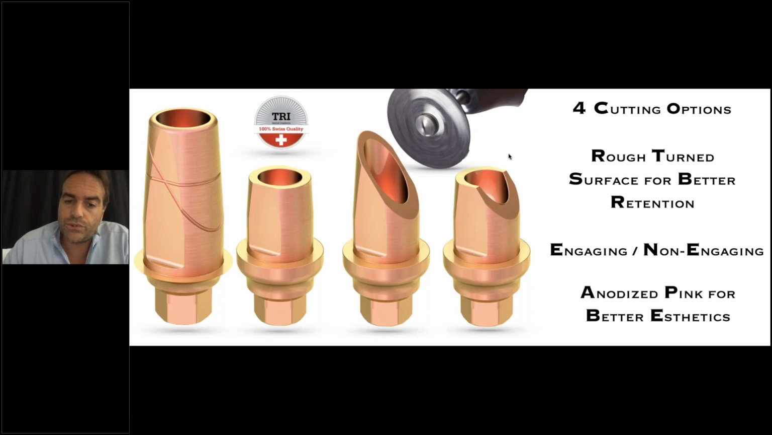Then you have the opportunity, since this cementation should sometimes be done without the model, the lab technician should have a point of reference in order to properly cement the final crown in the right position. We have a rough turned surface to increase once again the retention. We have both an engaging and a non-engaging titanium base, and also we have the pink anodized color for better aesthetics.